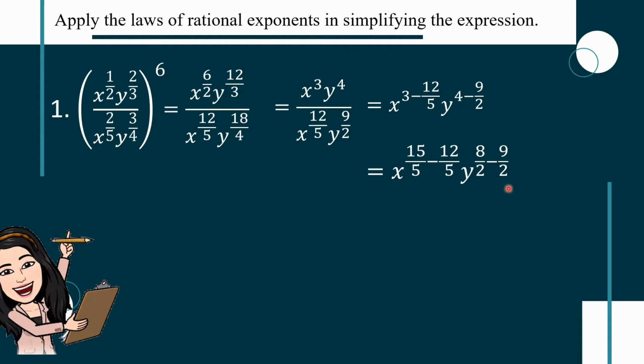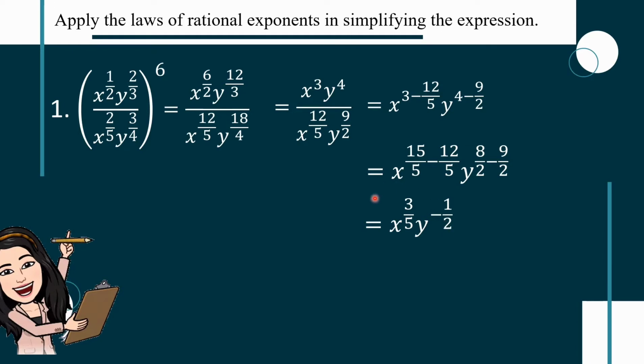This was already discussed to you in elementary, so you just need to recall. Now that they are similar fractions, we can subtract the numerators, then copy the denominator. So that is 15 minus 12, 3. Then copy the denominator. 8 minus 9 is negative 1. Then copy the denominator, which is 2.